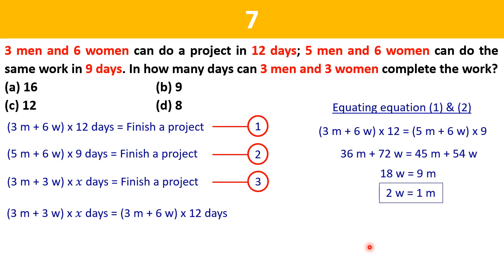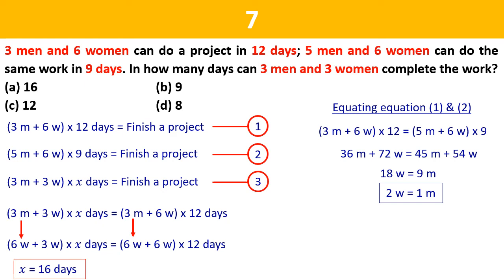Now, next is conversion. Let us say I am converting men to women again. So 3 men are equivalent to how many women on both the sides? 6 women. Here 3 men are converted to 6 women, and here also 3 men are converted to 6 women. Now we can simplify this equation because now everything is in terms of women, and we can determine the value of x, which will come out to be 16 days.